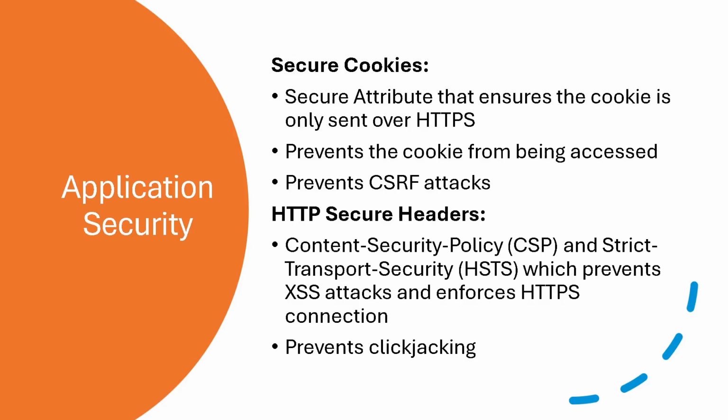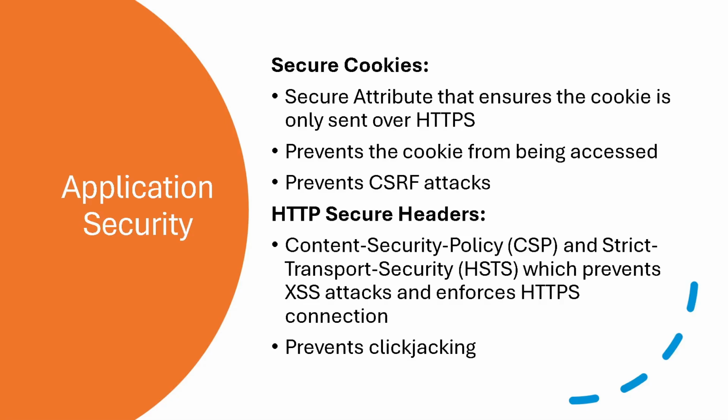Secure cookies. Secure cookies are cookies with attributes that enhance their security. One of the attributes ensures that the cookie is only sent over HTTPS. The HttpOnly attribute prevents the cookies from being accessed by JavaScript, preventing XSS attacks. The SameSite attribute mitigates CSRF attacks by controlling where the cookies are sent.